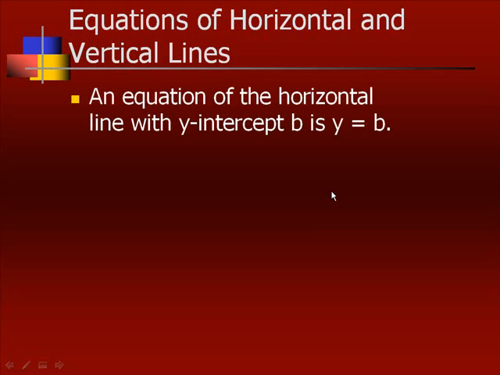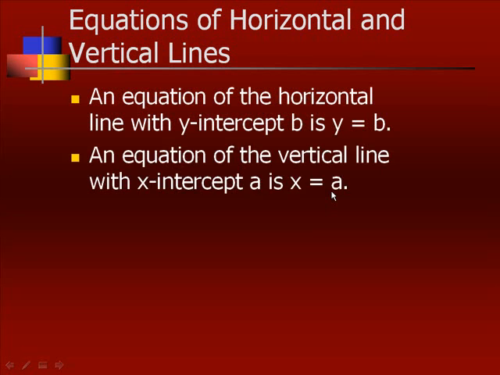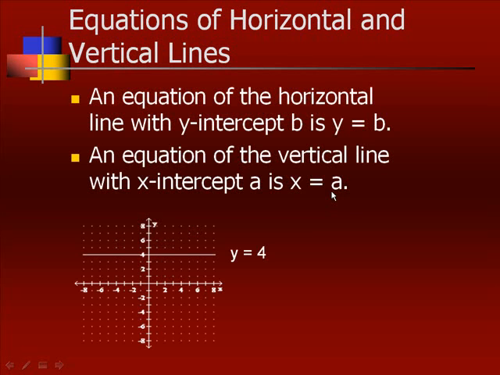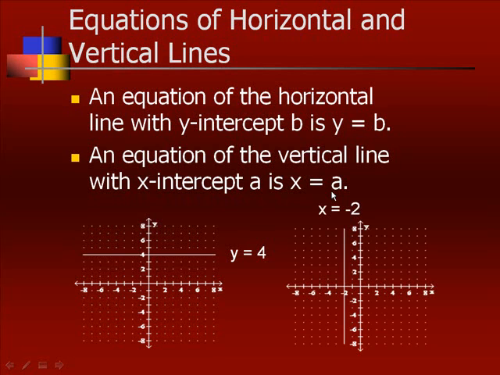Now, horizontal lines and vertical lines. Remember we talked about constant functions. An equation of the horizontal line with y-intercept b is just y equals b. An equation of the vertical line with x-intercept a is x equals a. So, y equals 4, horizontal line through 4. X equals -2, vertical line through -2.